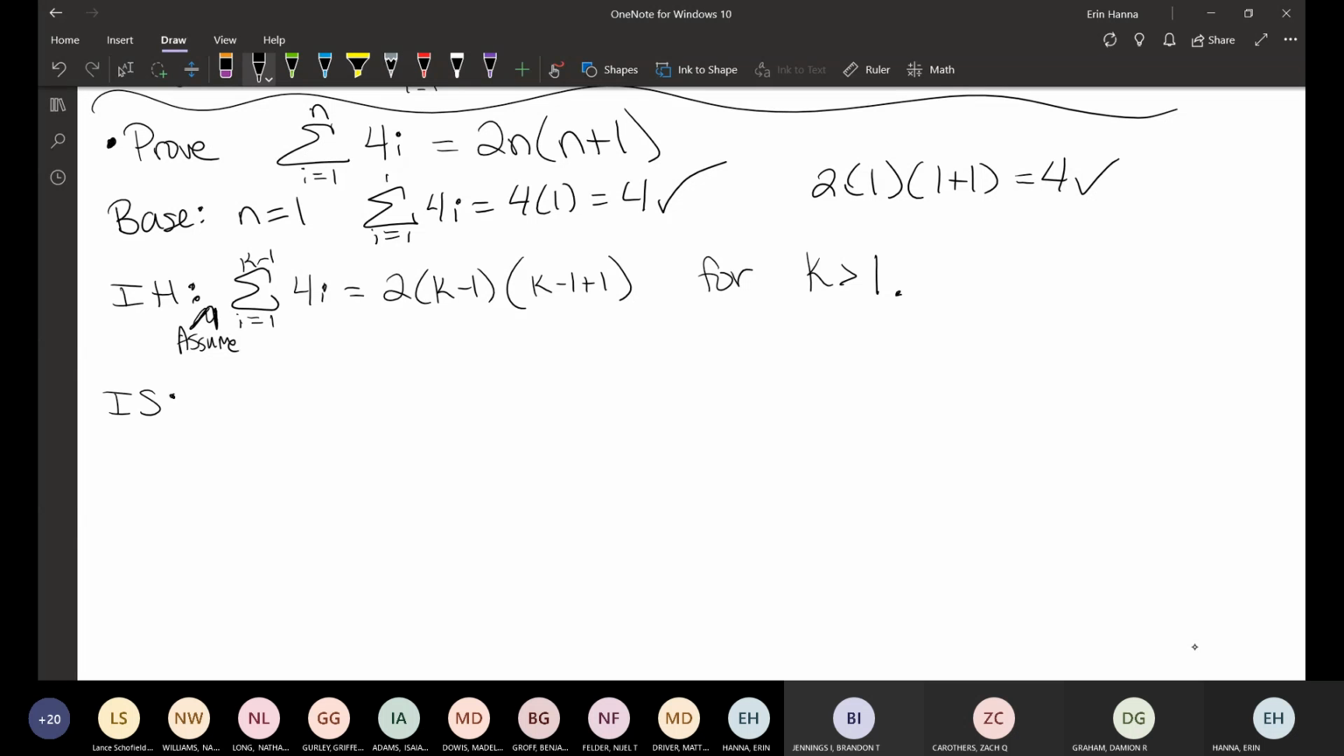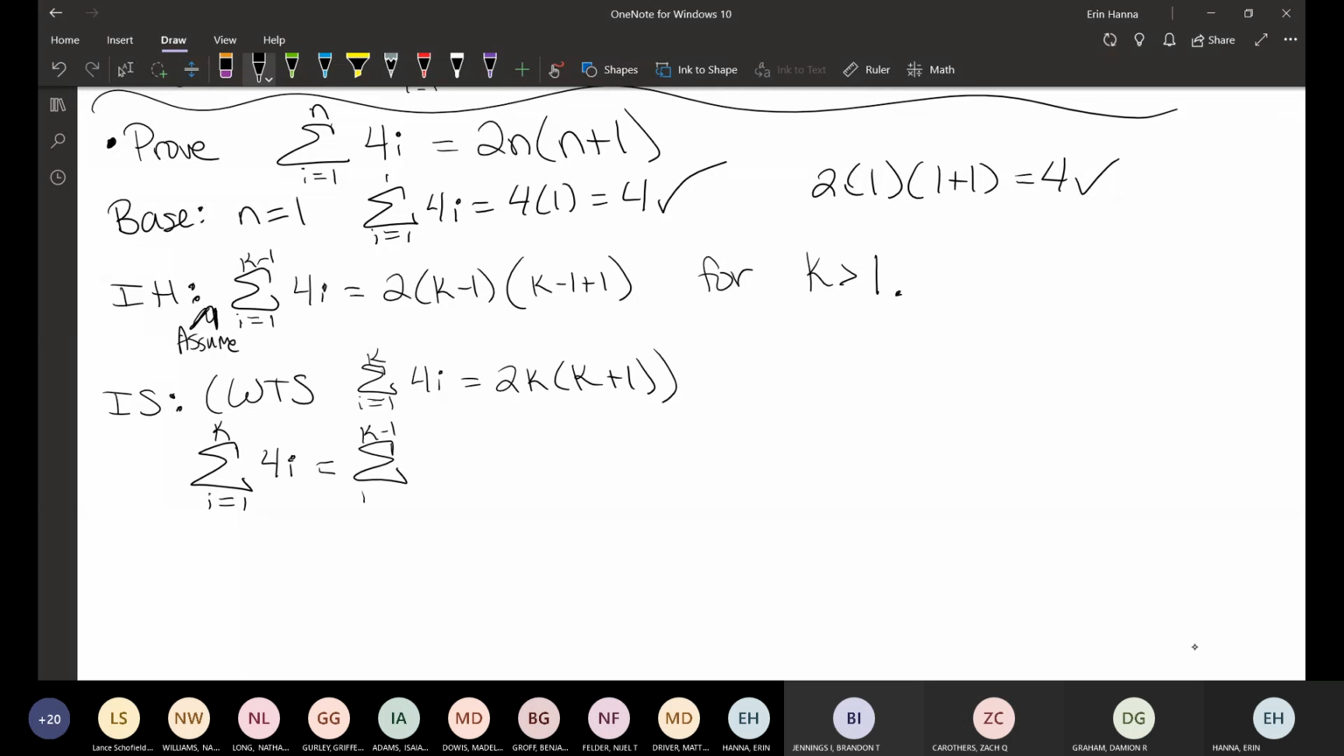Inductive step. So I'll just remind us what we want to show. You don't have to write the want to show thing. If it helps you, you totally can. But so we want to show that it's true for k. So we're going to start with the left side. Since it's a sigma notation sum, we can essentially split it up at the k minus 1 term. But then we need to include that last term that sum then doesn't take care of, which would be plugging in k, so 4k.